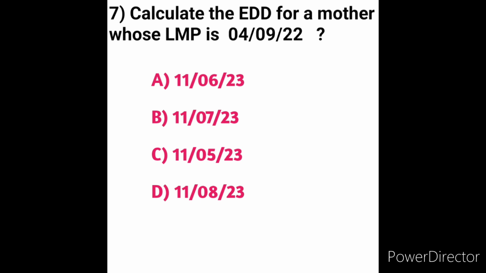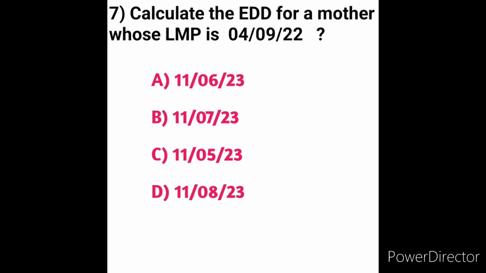Calculate the EDD for a mother whose LMP is 4/9/22. Here, calculate EDD for a mother who is having LMP means the expected date of delivery for a mother. LMP was last menstrual period, 4th 9th 2022. We will see here the options. First option A 11/6/2023, option B 11/7/2023, option C 11/5/2023, option D 11/8/2023.